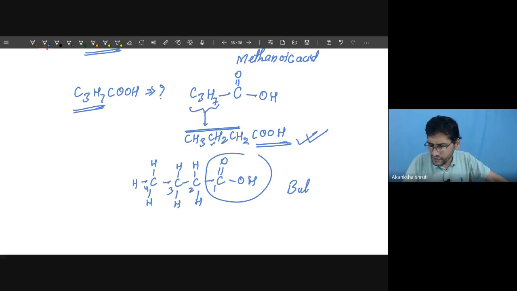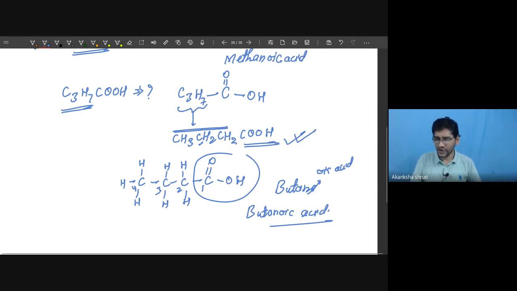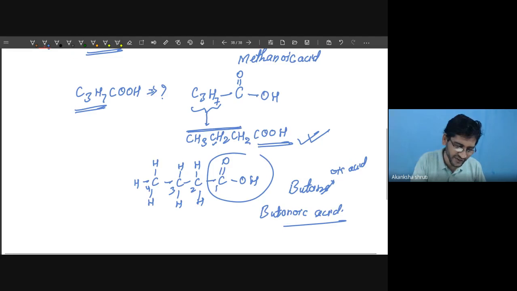So butane was the parent alkane, so the E has to be replaced by oic acid. Yes, student, do it. So it becomes butanoic acid. So how is the structure? How is the functional group? I have explained each and everything.